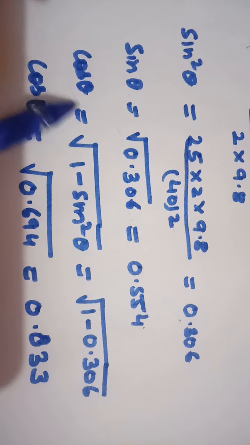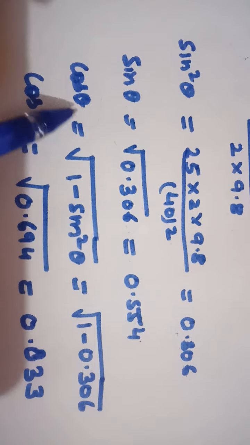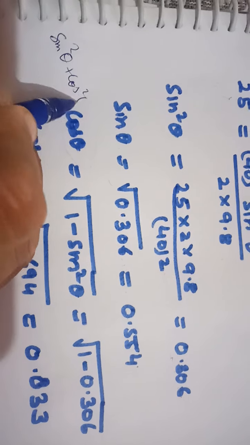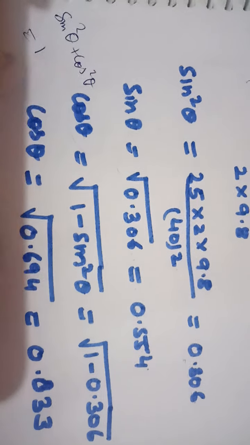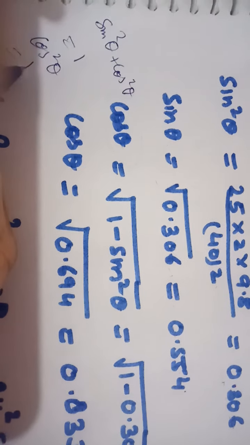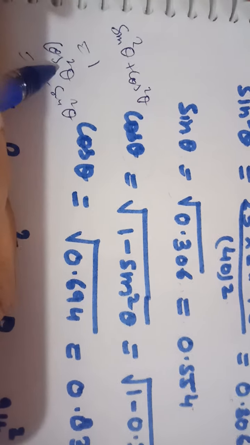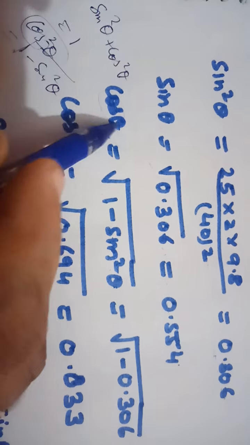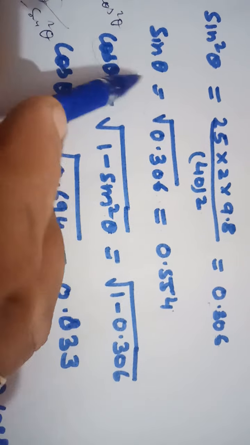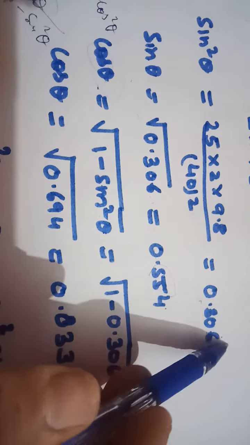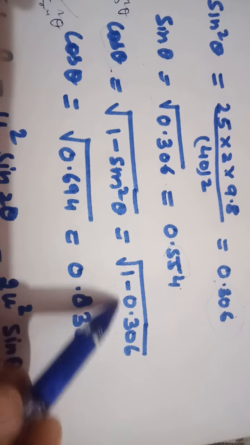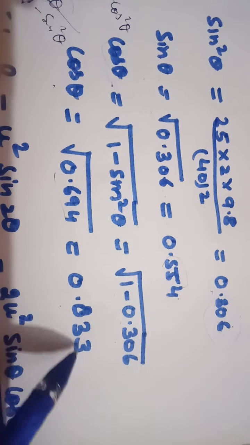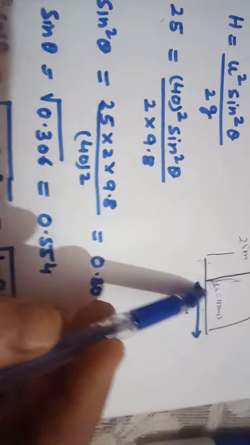Now we are going to find out the value of cos theta also. What is cos theta? We know that sin square theta plus cos square theta is equal to 1. So cos square theta can be written as 1 minus sin square theta. So cos theta will be equal to under root of 1 minus sin square theta. This way I have written cos theta. Now substitute the value of sin square theta, 1 minus 0.806, and by solving you will get the value of cos theta as 0.833. Now we have to find out this range.